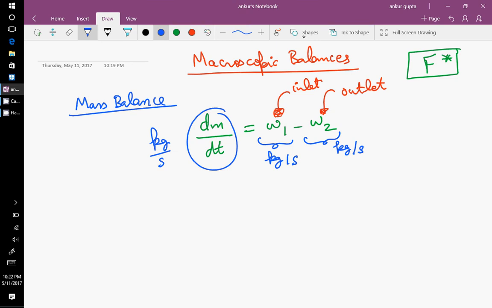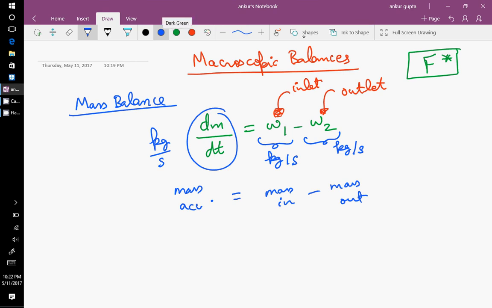Right. So all this says is that mass accumulated is equal to mass in minus mass out, and that's about it. That's all this equation is saying.